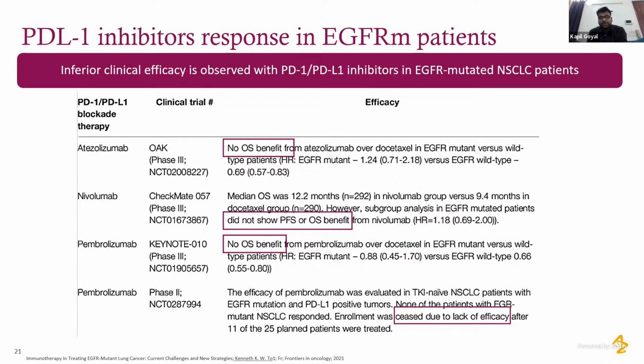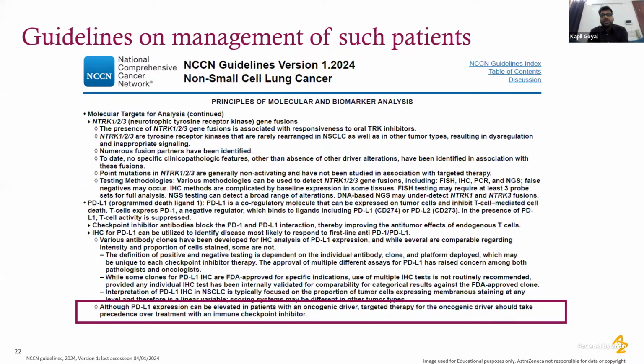Putting all these 4 trials into picture, we can safely say that immuno-oncology drugs do not work in the EGFR mutated subset of patients. If we look at the guidelines on management of such patients, that is NCCN guidelines 2024, they say that although PD-L1 expression can be elevated in patients with an oncogenic driver, targeted therapy for the oncogenic driver should take precedence over treatment with the immune checkpoint inhibitor. So it is enough to say here that immuno-oncology drugs should not be used in patients who have driver mutation positivity.